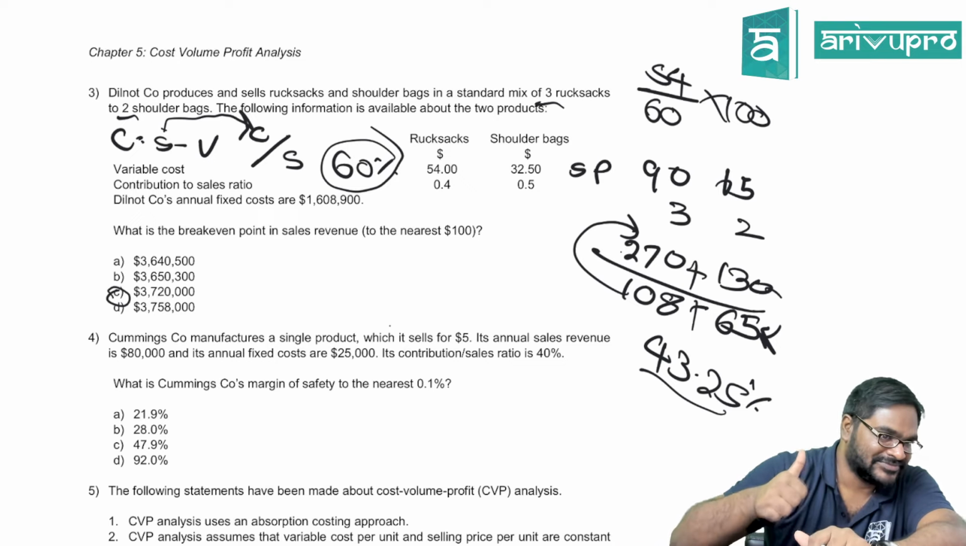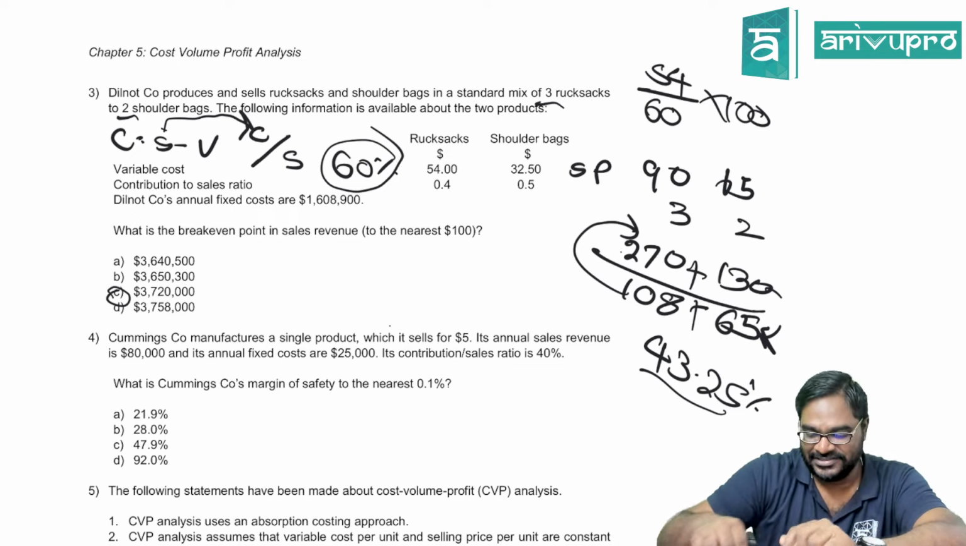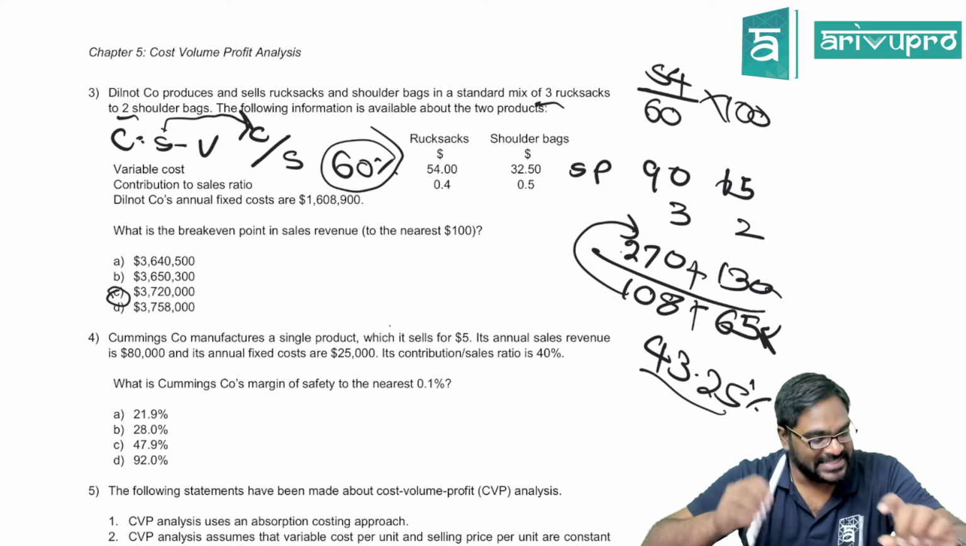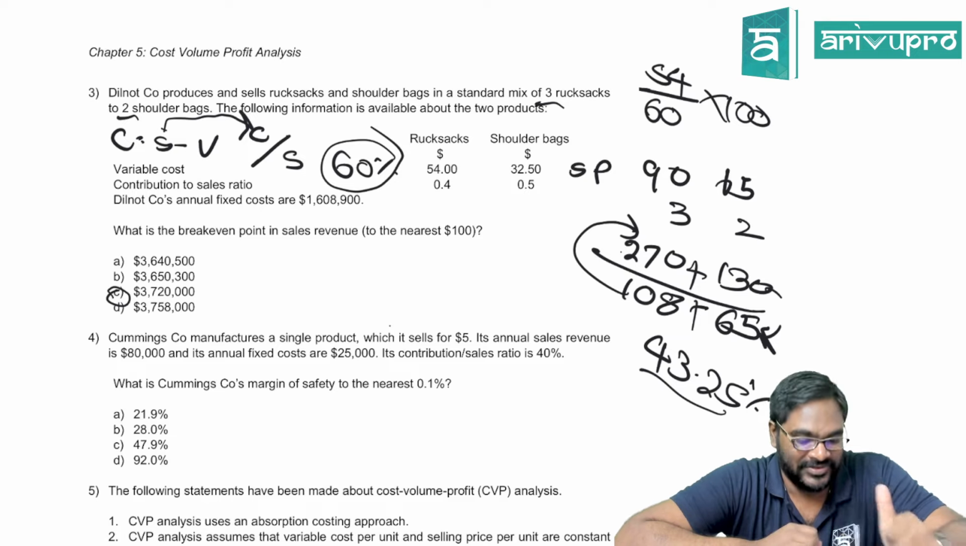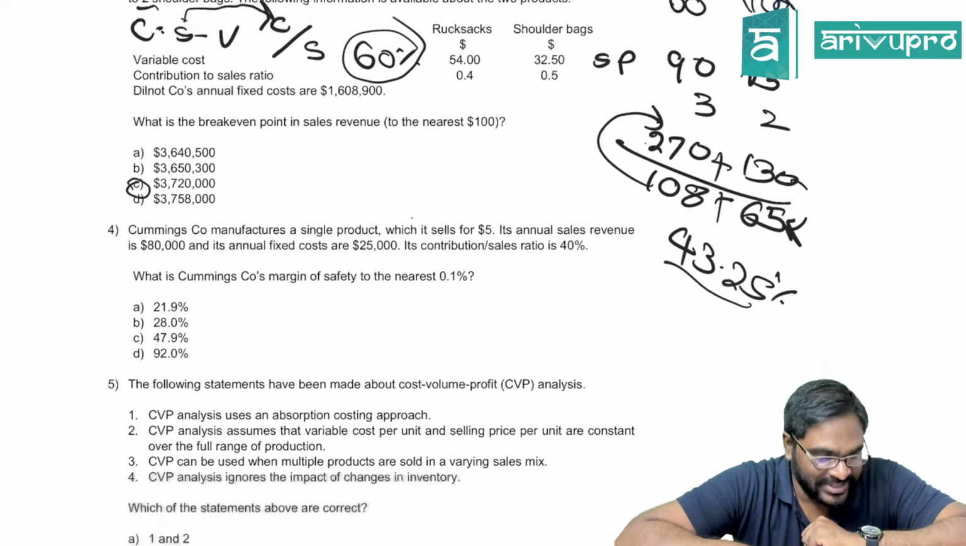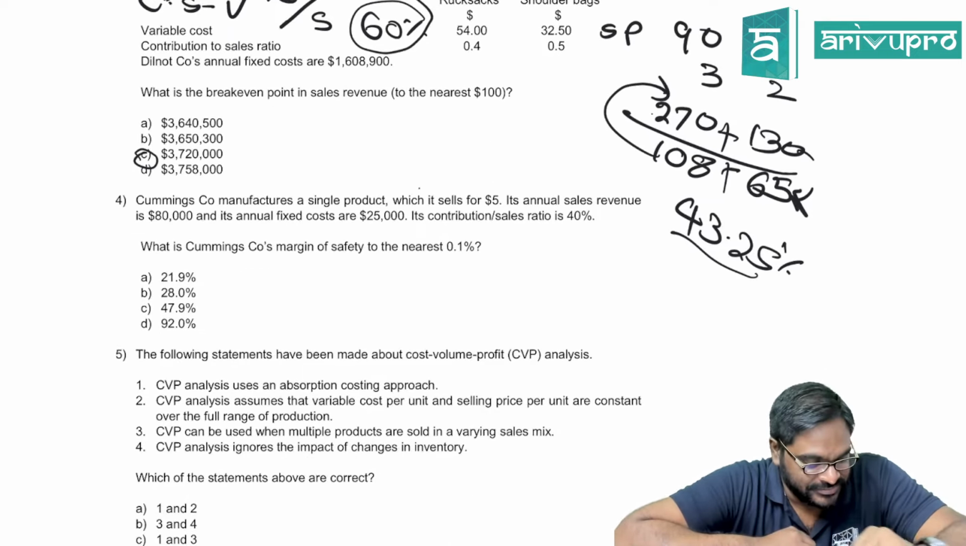Sure? We are good? Right. So answer would be C. Is everyone clear on how we derived the answer? Okay, great. Then I'm moving into question number 4.